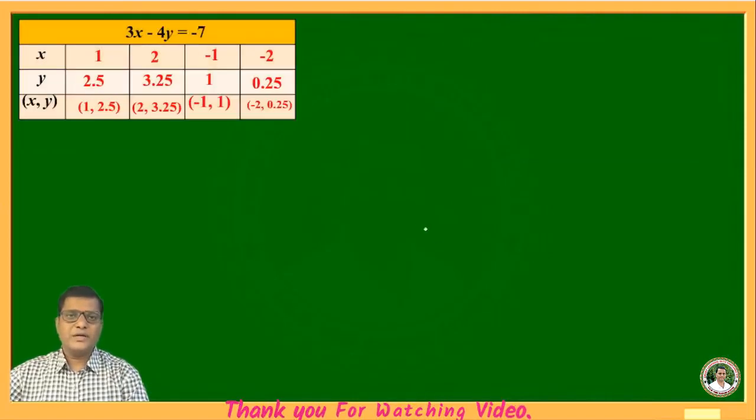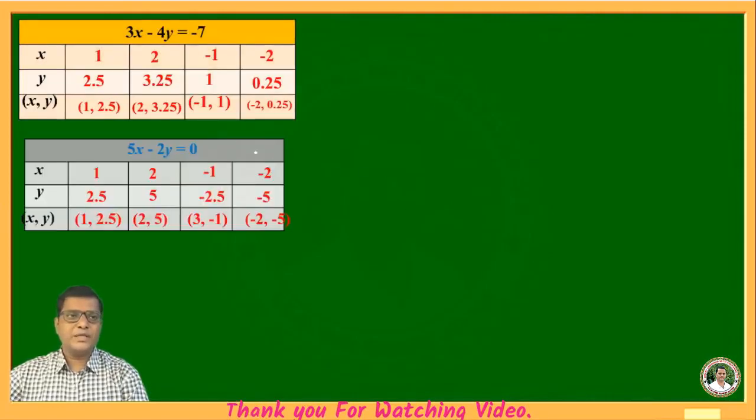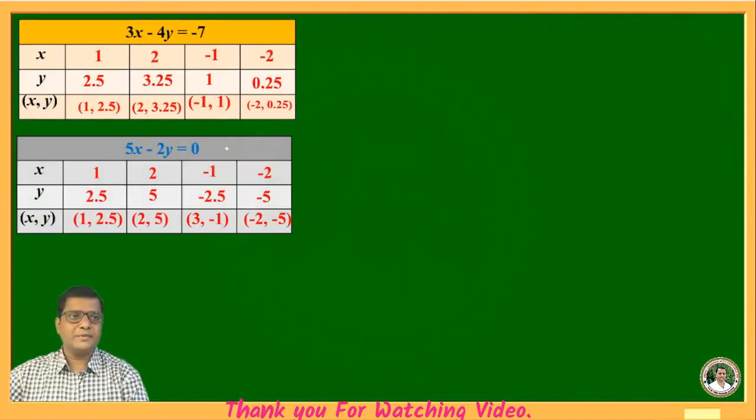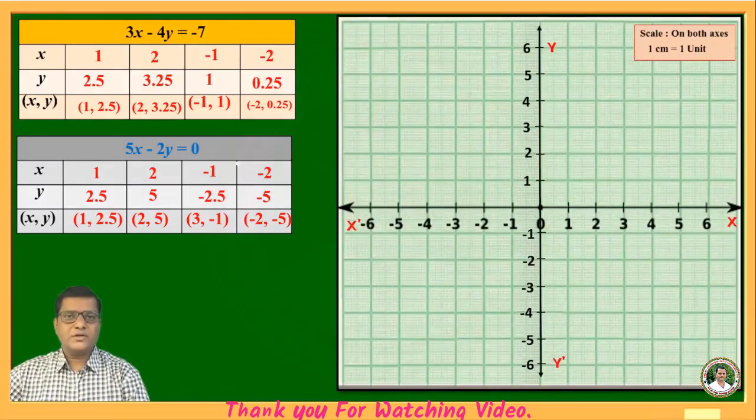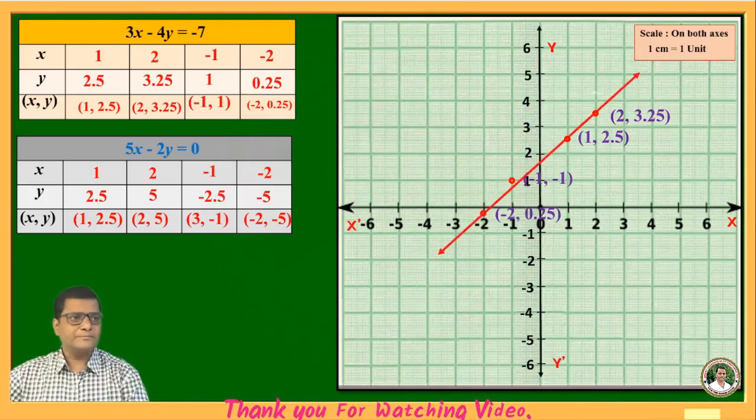Now we will plot the graph of both the equations. For that, here tables are written. First on graph, draw x-axis, y-axis, write scale every time, then plot the given points of equation 3x minus 4y is equal to -7. These points are represented here. Draw a line passing through it, and this is a line of equation 3x minus 4y is equal to -7.